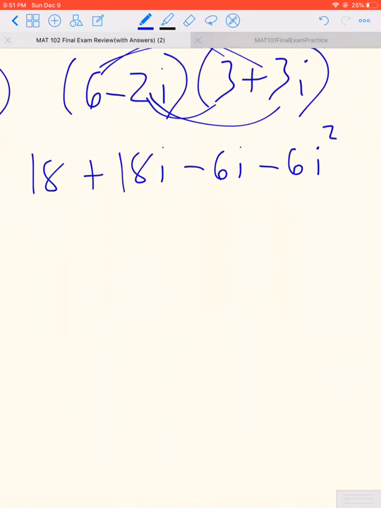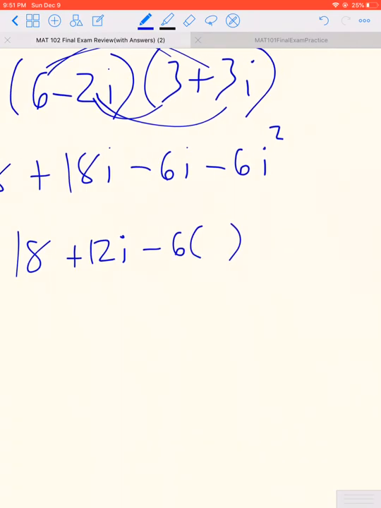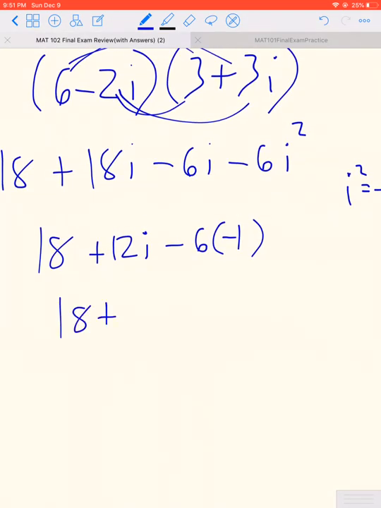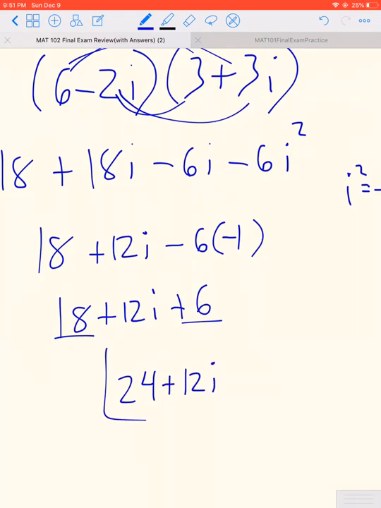Okay. We can combine our middle terms. 18i and negative 6i would give us a positive 12i. And then wherever you see an i squared, remember i squared is equal to negative 1. So I'm replacing i squared with negative 1. It becomes 18 plus 12i. Negative 6 times negative 1 is a positive 6. And then I can combine my like terms. 18 and 6 is 24. So our final answer is the complex number 24 plus 12i.